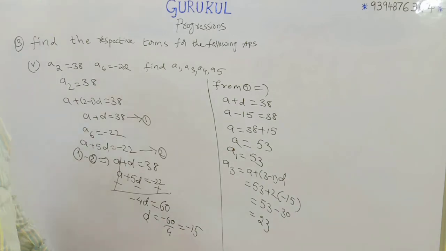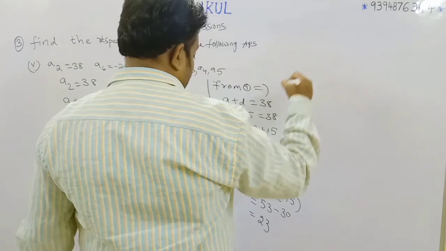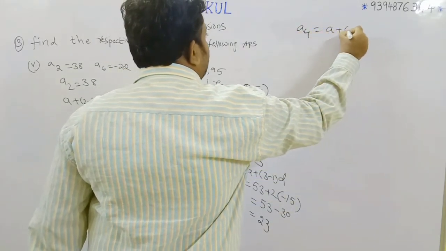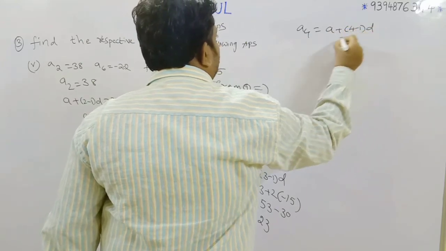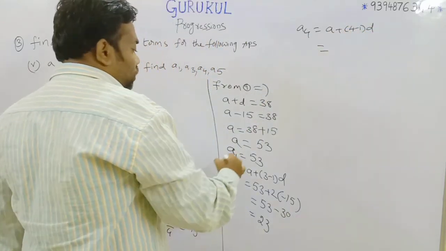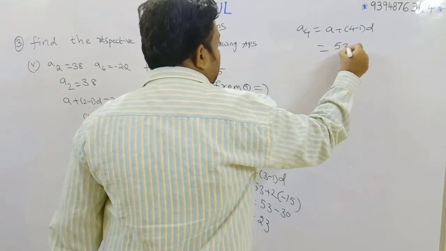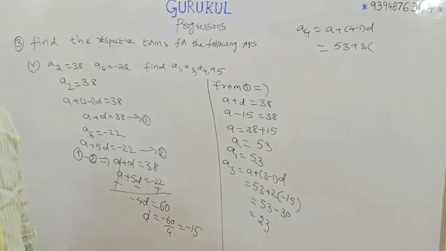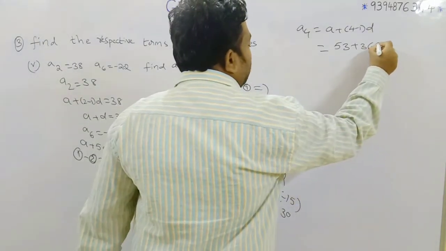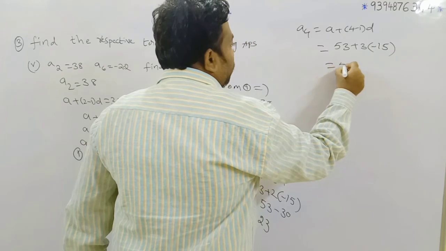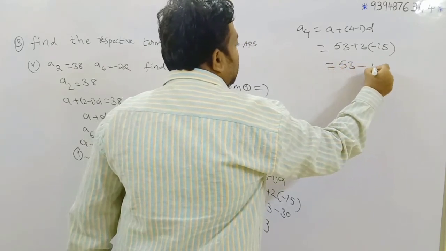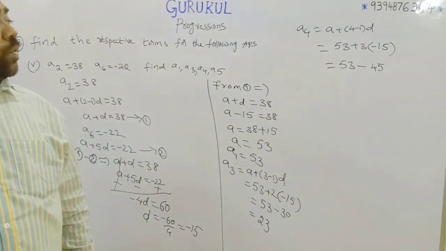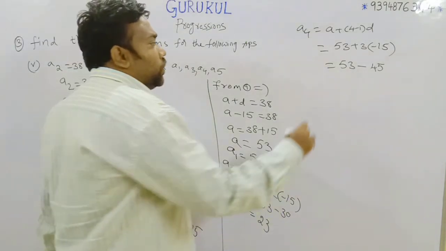Next one, a4. a4 equal to a plus 4 minus 1 into d. Here a value first term is 53, 4 minus 1 into 3, d value is minus 15. 53 plus 3 into minus 15, minus 45. 53 minus 45 equal to 8.